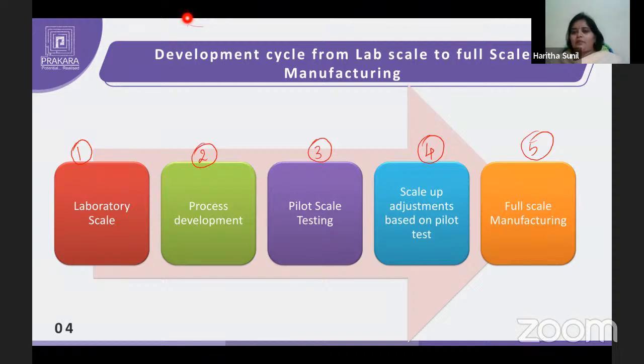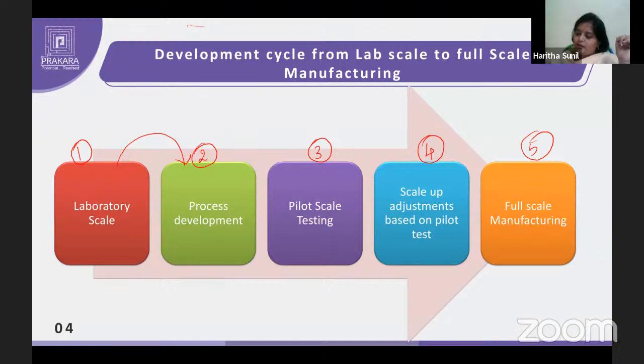So the first one is always the laboratory scale. So here in the laboratory scale, the initial formulation and the process development in the small batches happens. So as I said, in your laboratory, you'll be preparing a very small number of the products. And then process development. From this laboratory scale, whenever you're going for the process development, you will assess all the parameters that we have to keep in mind. So you're going to test different variables and the methods to refine this particular process.